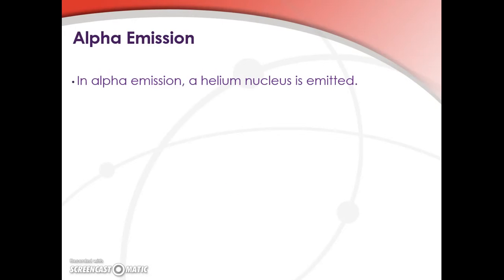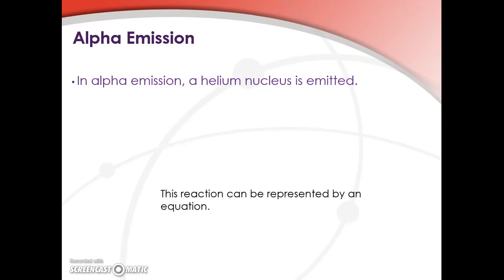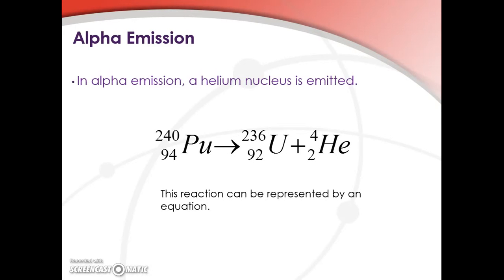So in alpha emission, a helium nucleus is emitted from the nucleus of the isotope. In this case, we have plutonium going to uranium as it ejects an alpha particle. And it's very interesting to look at the given characteristics of an alpha particle. We can describe this as an equation, and this should make it easy for us to discuss what's going on.